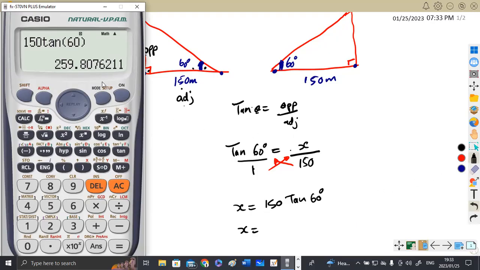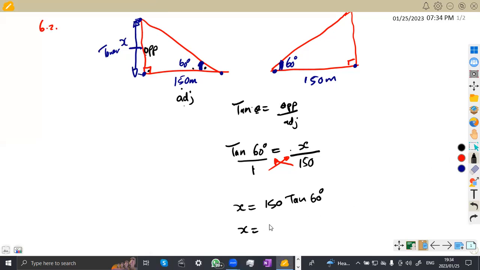So to 3 decimal places, that's 1, 2, 3. This 7 is going to change into 8 because 6 is bigger than 5. So we are going to have 259.808, because remember 7 changed to 8. So that's the height of the tower.